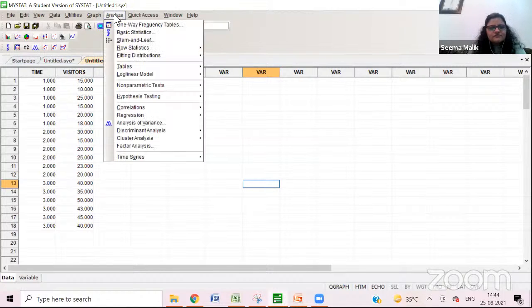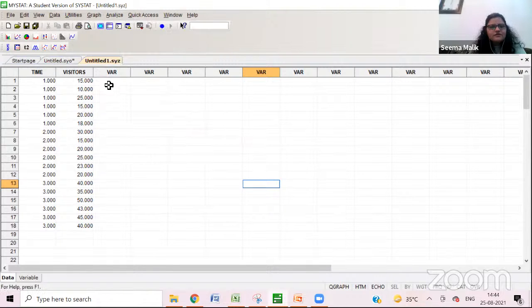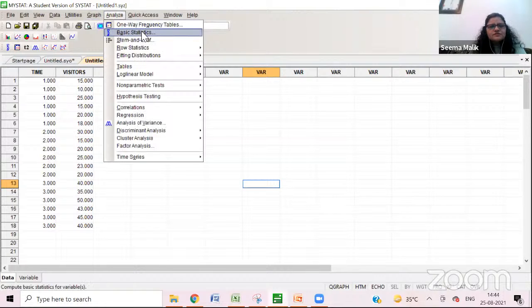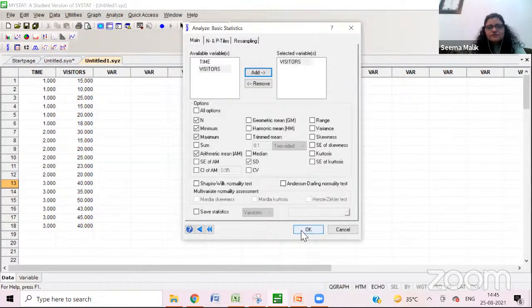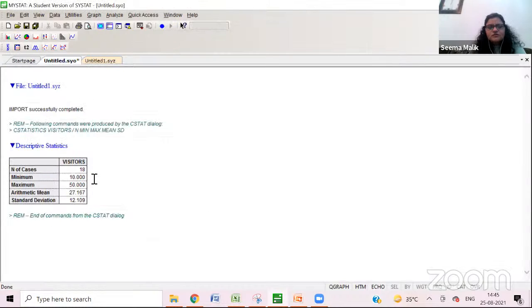Is there any significant difference? We can have the descriptive statistics also. Click on OK. How many total visitors are there overall? Just a minute. So these are the number of cases: 18, and the arithmetic mean is 27. On average, in total 27 visitors are there.